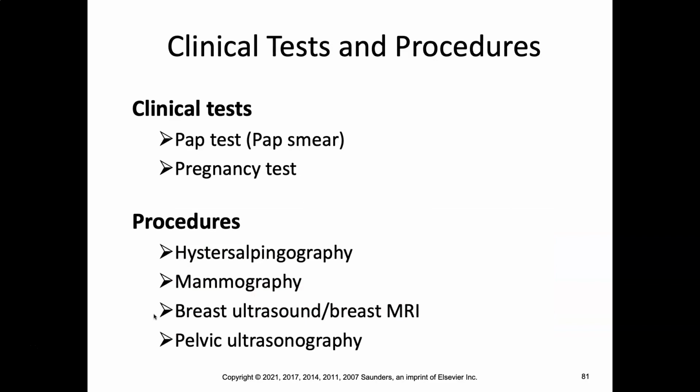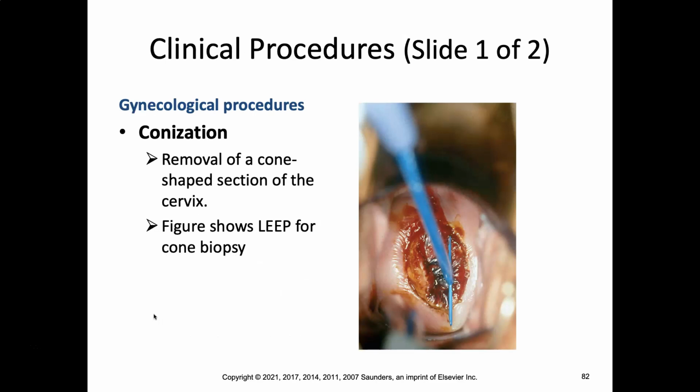Clinical tests and procedures that are done on the female reproductive system. Pap smear test, pregnancy test. There are plenty of other procedures such as mammograms, breast ultrasounds, pelvic ultrasounds, hysterosalpingography. Conization. This is done to remove a cone-shaped section of the cervix. Oftentimes it's done because of abnormal cervical cells that they're afraid might be cancerous or precancerous.